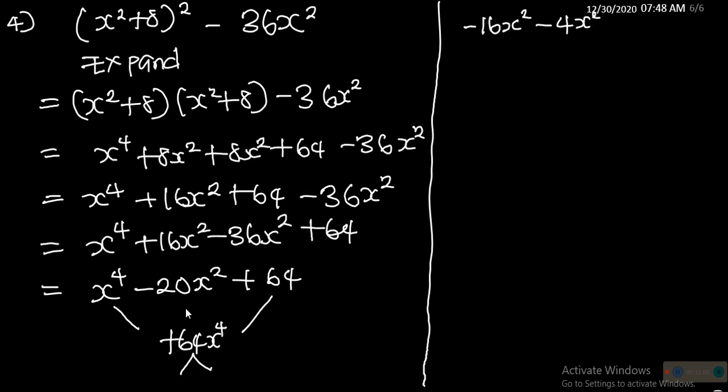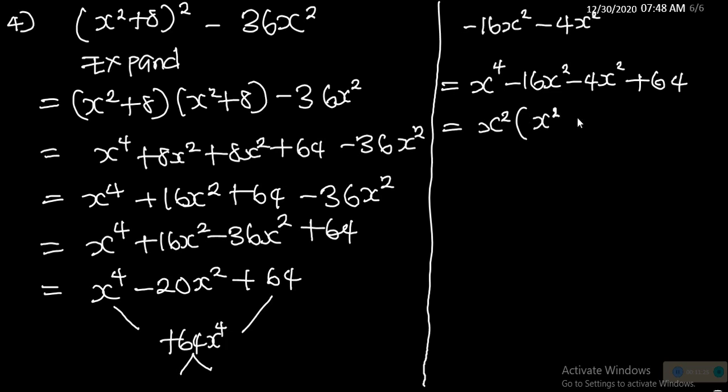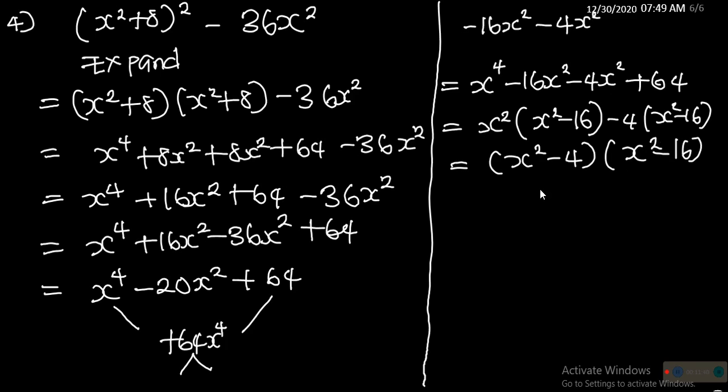Okay, so we have to replace the middle term with minus 16x squared and minus 4x squared, and then the expression will become x raised to power 4 minus 16x squared minus 4x squared plus 64. Which is then we can factorize by grouping: x squared into x squared minus 16, minus 4 is common here, into x squared minus 16. Okay, and then pick one of the bracket and combine the terms outside the bracket. You have x squared minus 16 and x squared minus 4.